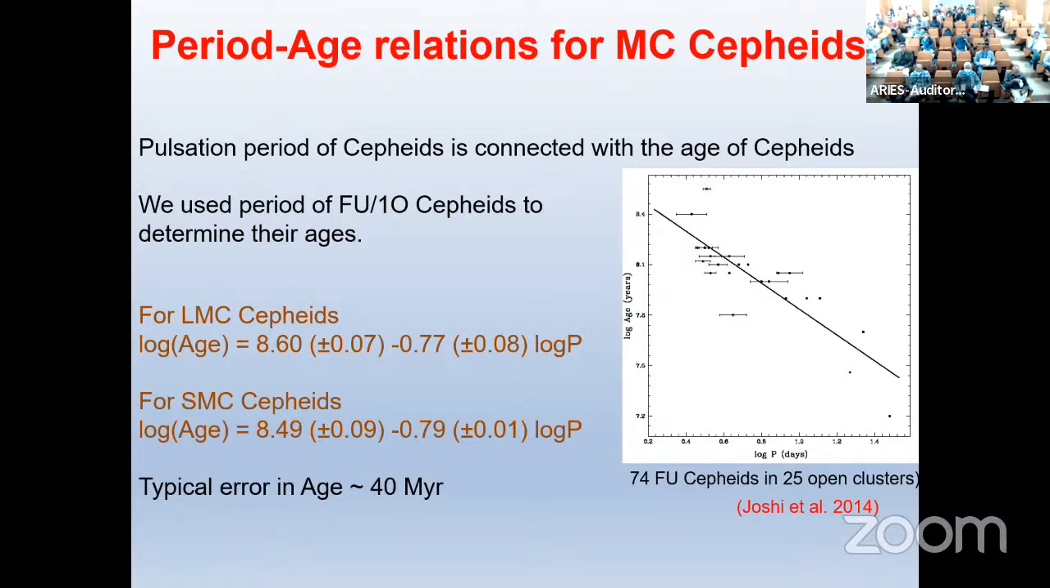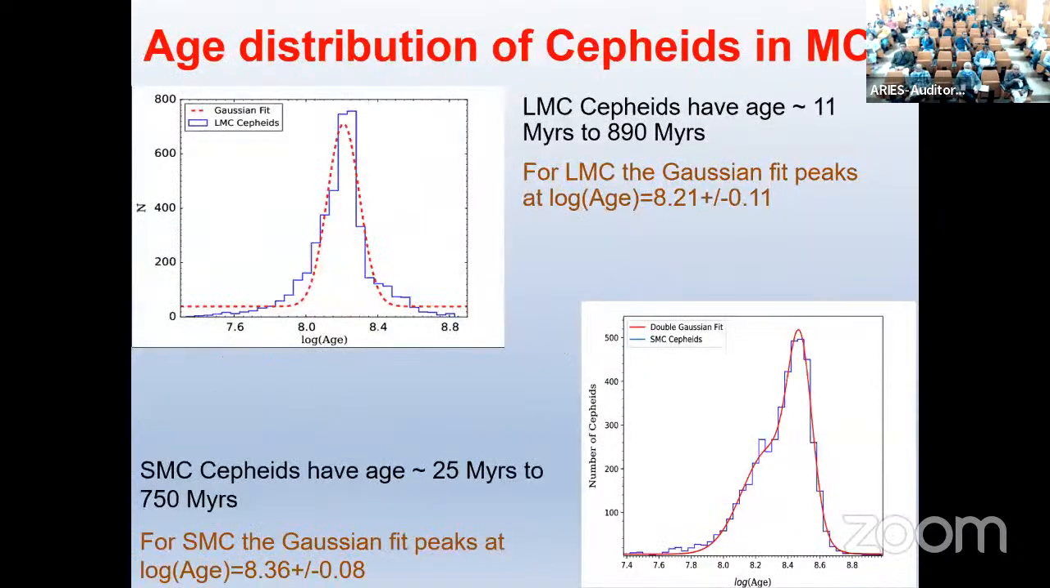Now, when I'm saying Cepheids, it is fundamental plus first overtone. We combine these two, and we get this kind of age distribution, as you can see here. So this top one is for the LMC. As you see, we have various segments, and the Cepheids in the LMC range from 11 to 890 in our sample. And similarly for the SMC, we have a range from 25 to 750.